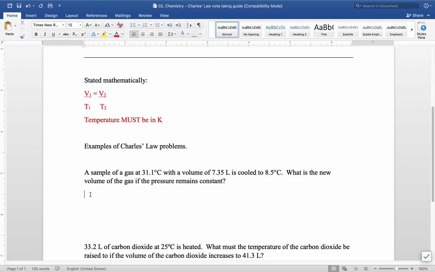So let's see. I wonder if I can now do this with a little writing stick. Oh, I don't think I can write on Word. I don't know how to do that. Well, we'll see how this works out.